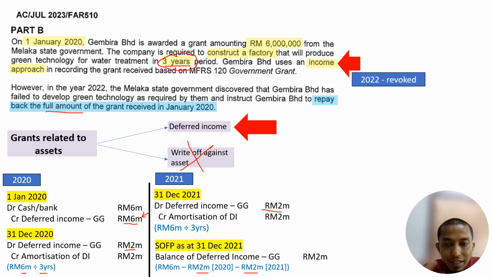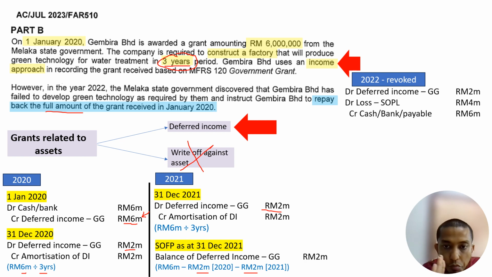All right. So in terms of revoke or revocation of this government grant, how should we do? We have to return back 6 million, right? So therefore, we record like this. We can either pay by cash or bank, or we haven't paid yet. We call it payable. We haven't paid yet, but we need to pay, right? Maybe the company doesn't have money. We don't know, the question did not mention. So it's either cash, bank, or payable.